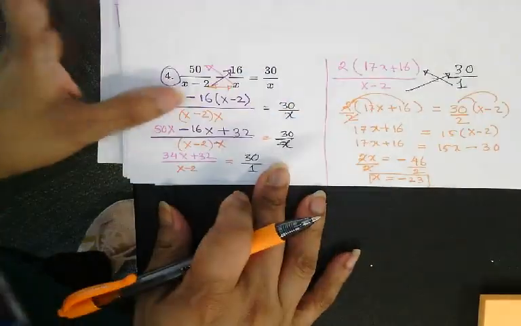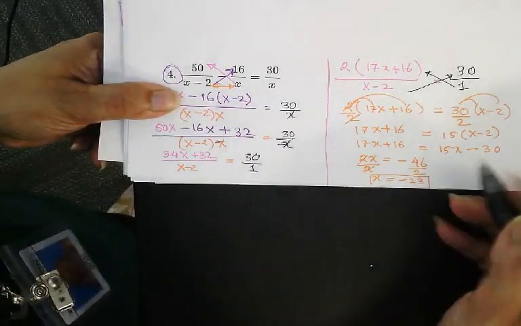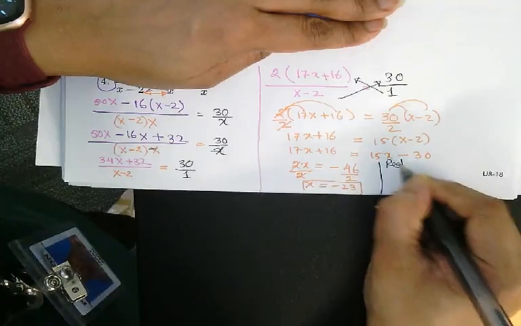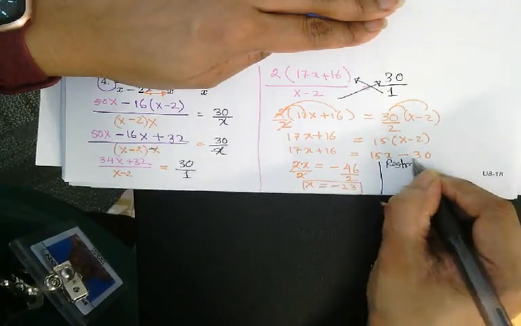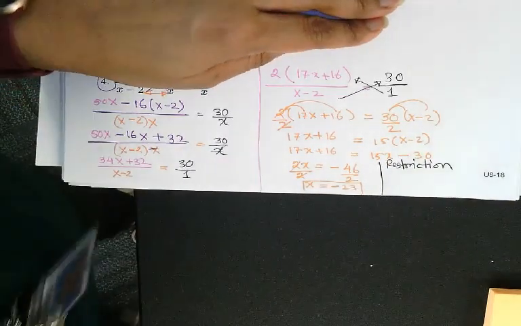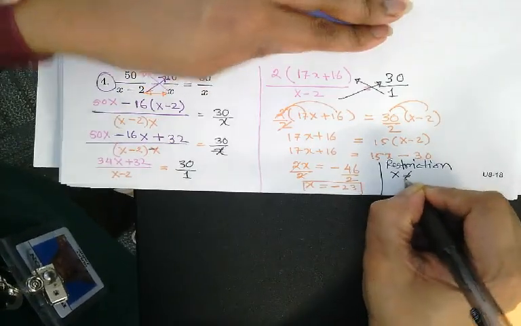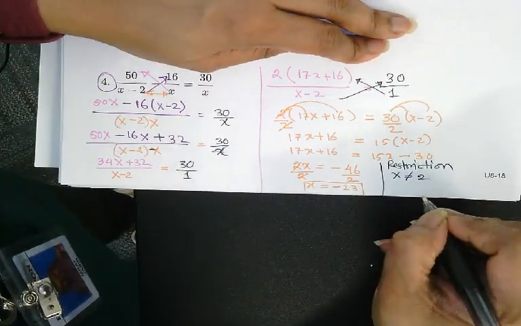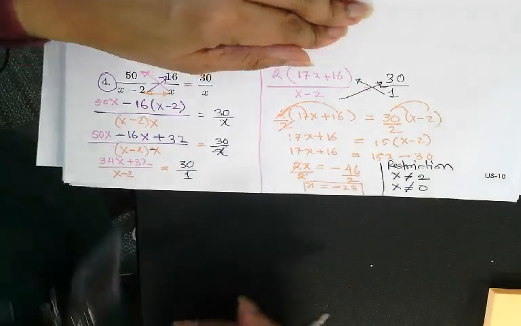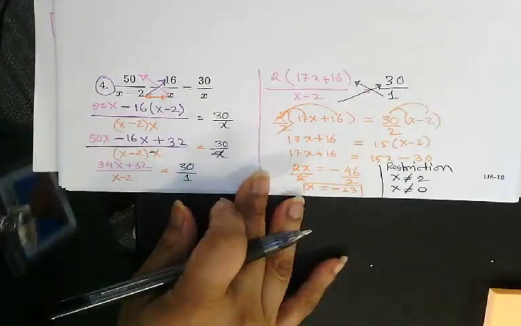Am I done? So, give me the restrictions now. X is not equal to 2 and x is not equal to 0. Does everyone agree with those restrictions? X is not equal to what? 2. And? And x is not equal to 0. Any questions on this? Great.